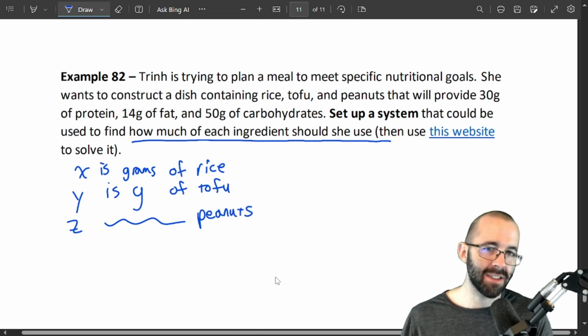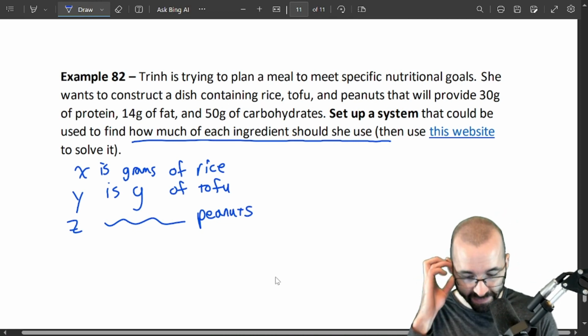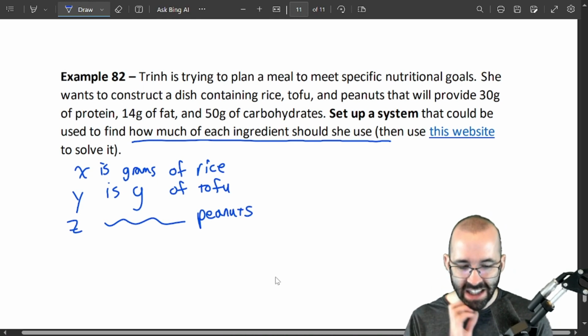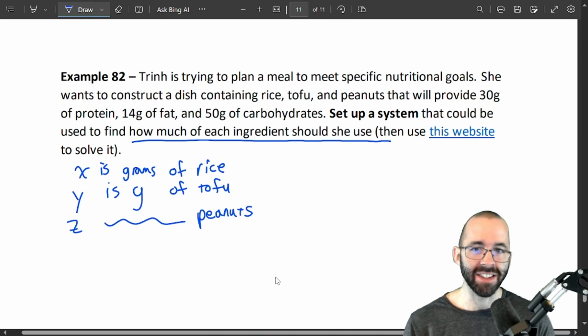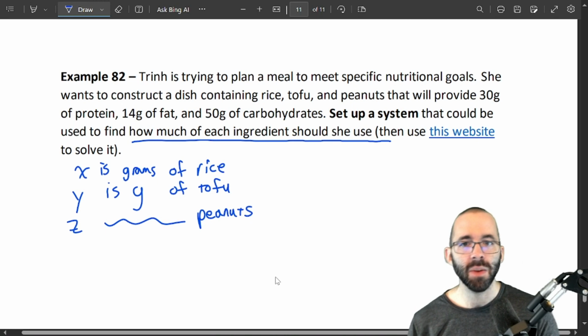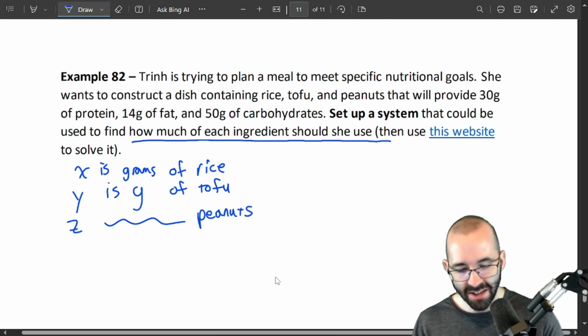So rice, right, it's going to be mostly carbs. Tofu is going to have some good protein. Peanuts are going to have some fat. Peanuts might have protein. I don't know. There we go. Okay, so what three equations do we have? Well, we don't care about how big our meal is. So we don't care what x plus y plus z equals. But we need 14 grams of fat.